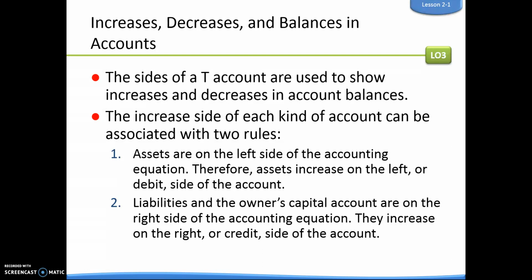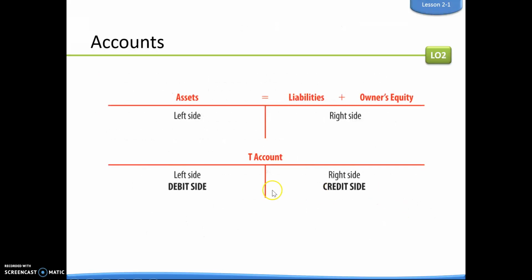So the sides of a T account are used to show either the increases or decreases in account balances. And the increase side of each kind of account can be associated with two rules. I'm going to just flip back to this real quick. Our assets, remember, are on the left side. Left side is the debit side. That means assets increase with a debit. Since liabilities and owner's equity are on the right side, that means liabilities and owner's equity increase with the credit.